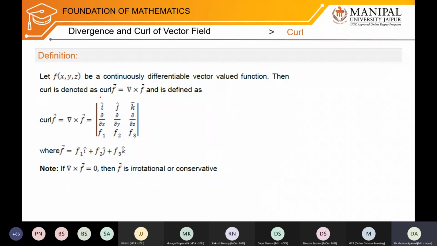Now the next one is curl. Again, curl, C stands for curl and C stands for cross product. If curl of the vector is 0, that means it is an irrotational or conservative vector.